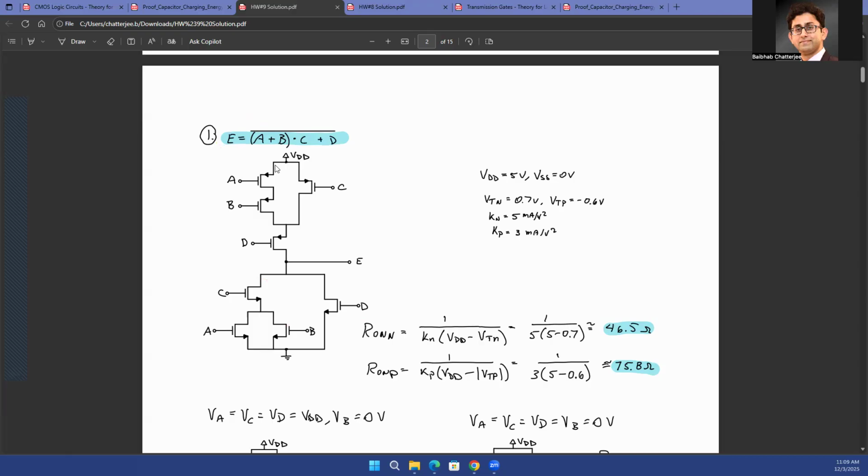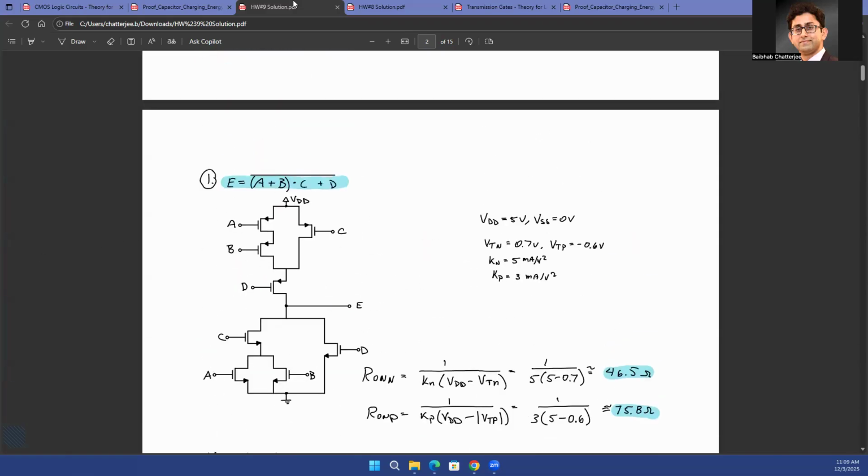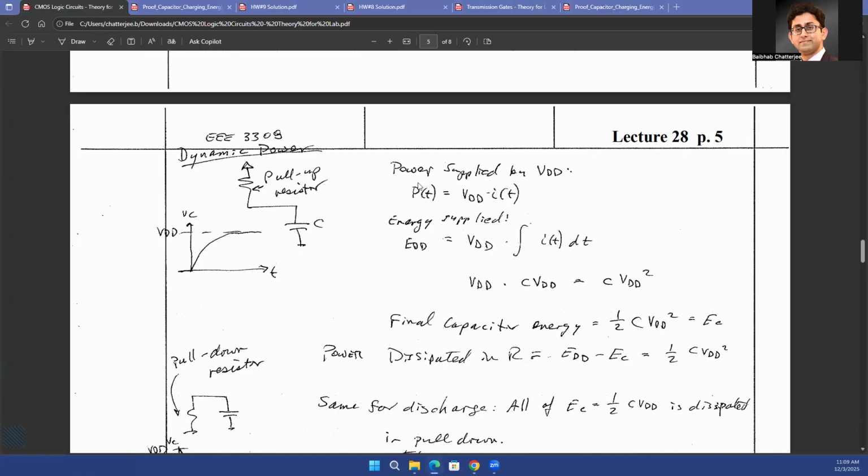What is going to be your pull up network? Exactly the dual of that. Since A and B were in parallel earlier, now they will be in series. Earlier, C was in series with the parallel combination of A and B, so C will be in parallel with the series combination of A and B. And finally, D was in parallel with the entire thing for the pull down network, so D will be in series with the entire thing for the pull up network. That's how we implement the CMOS logic. Okay. All right. So that's the first part. To solve the second part, let's again go back to our theory.